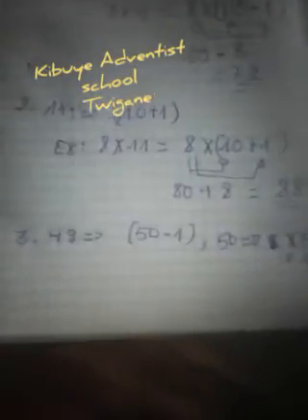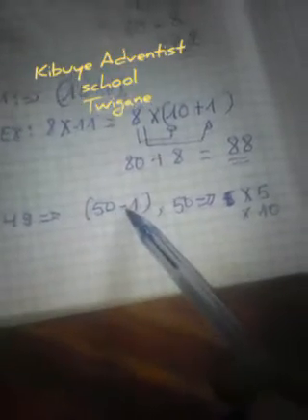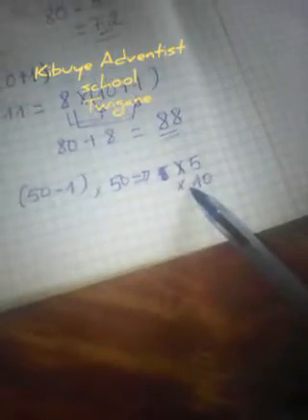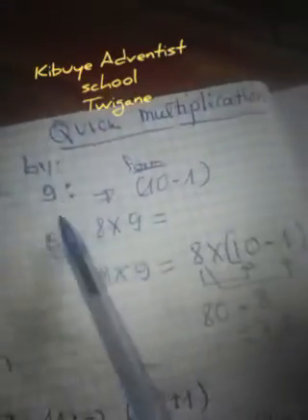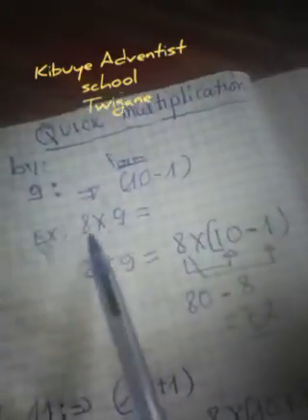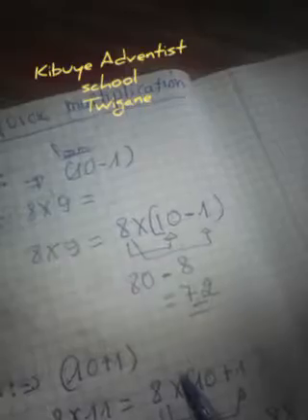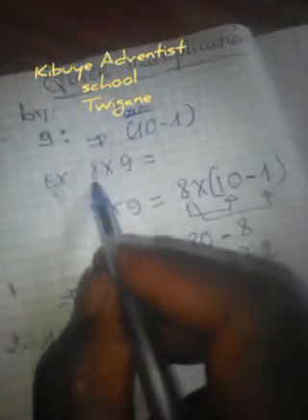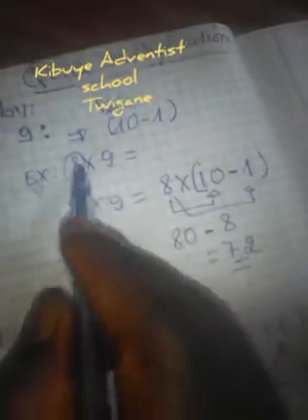Here you have quick multiplication by 49. By 49, 50 minus 1, because 49 is equal to 50 minus 1. Then 50 times 5, take that number times 5 and also times 10. So let me show you for 9. For 9 is 10 minus 1. So it means that you may take that number times 10 or add 0. Let me show you here. Take this 8, then add 0 and minus this 8. Will be equal at the same.